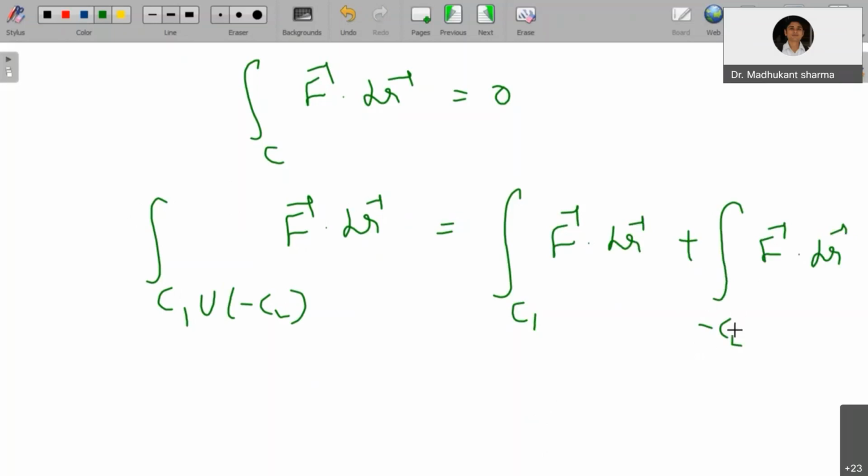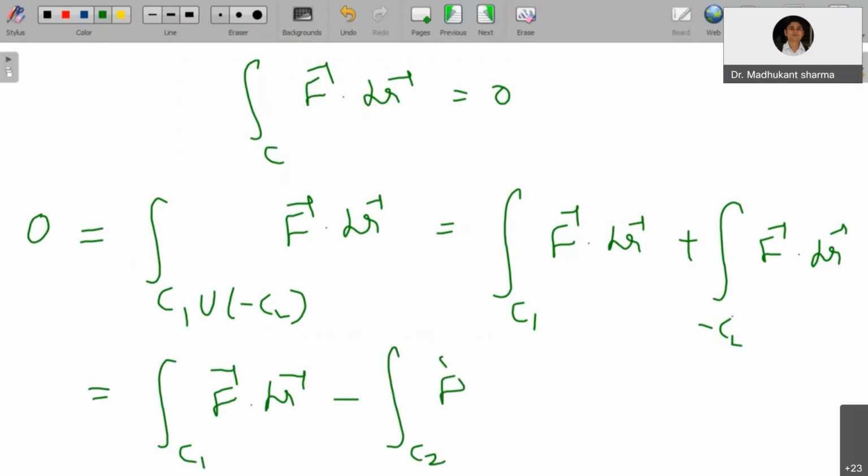And you know, minus C2 means you are going from B to A. When you want to go from A to B and change the limit, the negative sign will come into the picture. So 0 equals the integration over C1 of F dot dr minus the integration over C2 of F dot dr. And now you are through. So this implies the integration over C1 of F dot dr equals the integration over C2 of F dot dr.